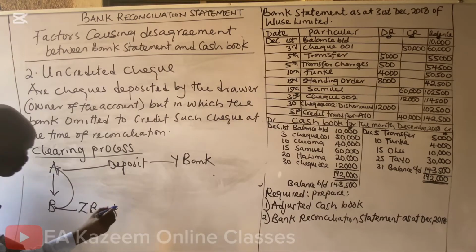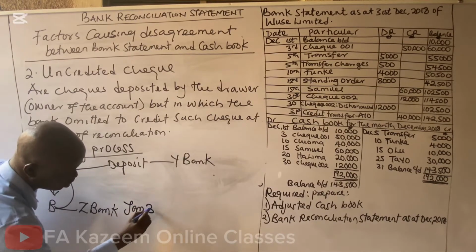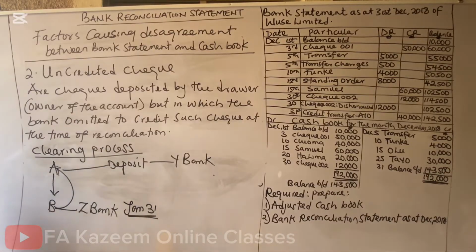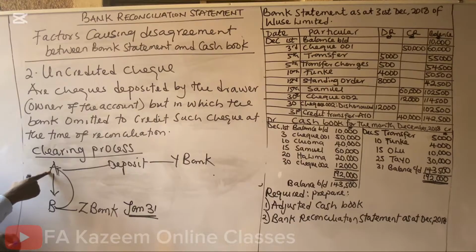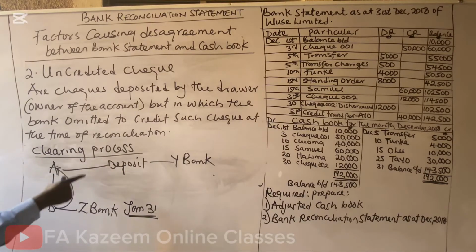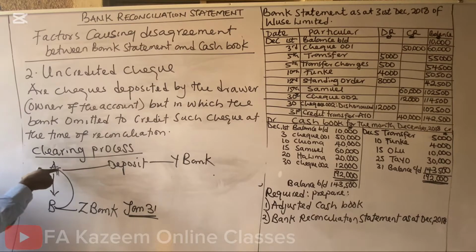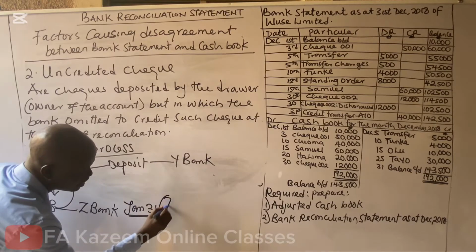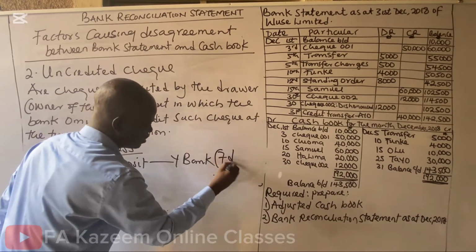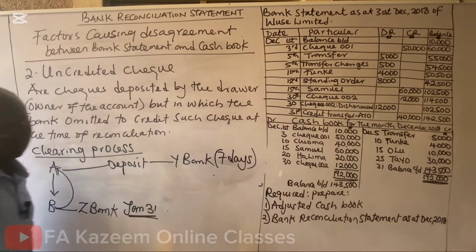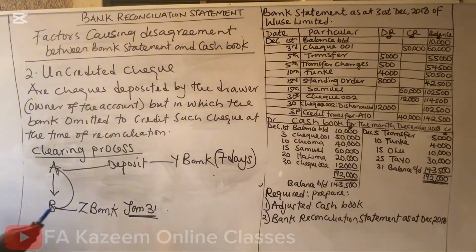If reconciliation normally takes place on January 31st, and the check was given to Mr. A on January 31st, the problem is this. The check will not be in the bank statement of Mr. A as of January. The reason being that the clearing process may take time. For Z bank's check, it may take 7 days to reconcile between Y bank and Z bank.